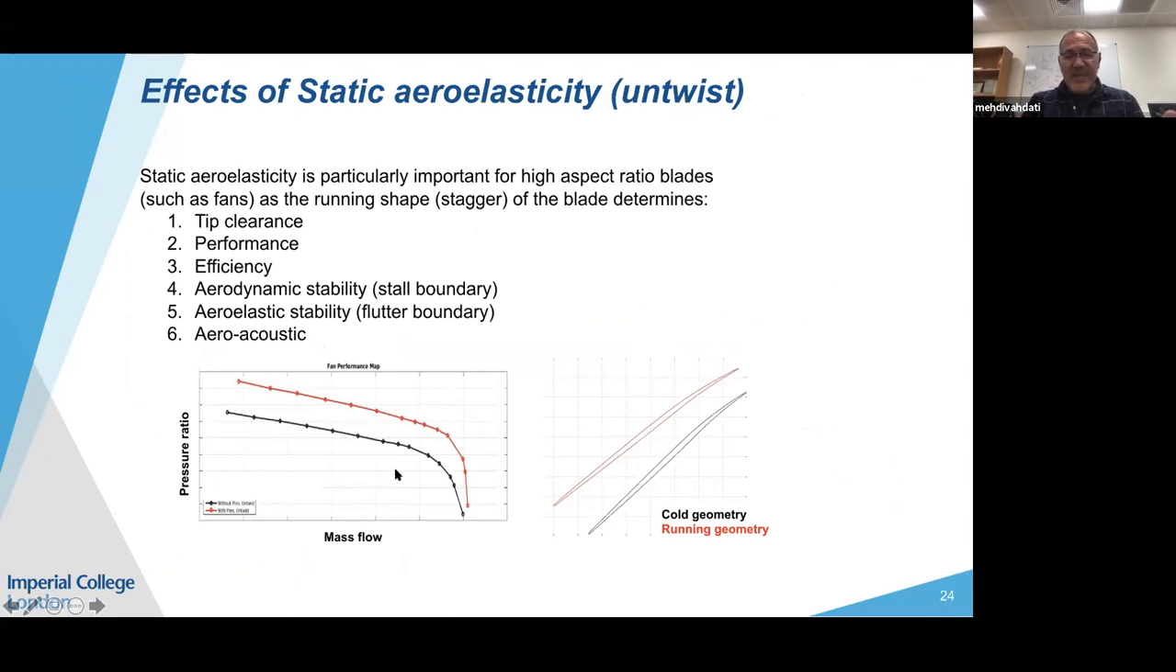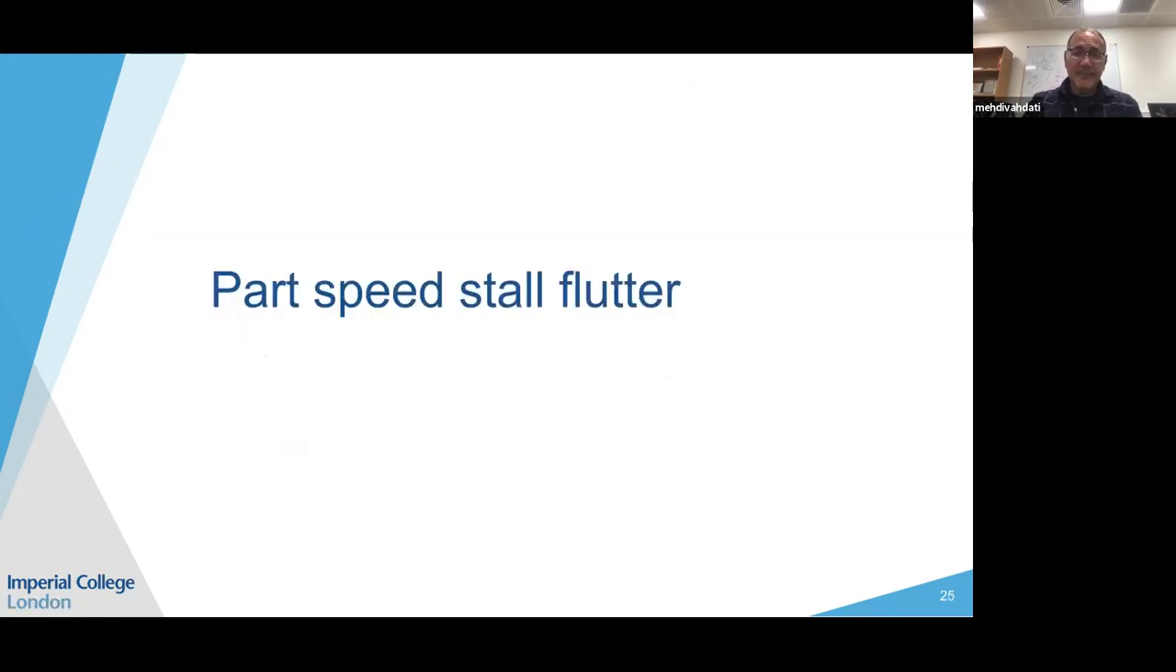This is a bit exaggerated. This is a plot of mass flow against pressure ratio for a fan. The black line was obtained with a black blade and the red line with a red blade. You can see that the performance of the blade changes quite a lot if you use in your CFD computation the running geometry or the idle geometry: the efficiency, stall boundary, flutter boundary, and also the noise. So the first thing you calculate is the running shape of the blade.